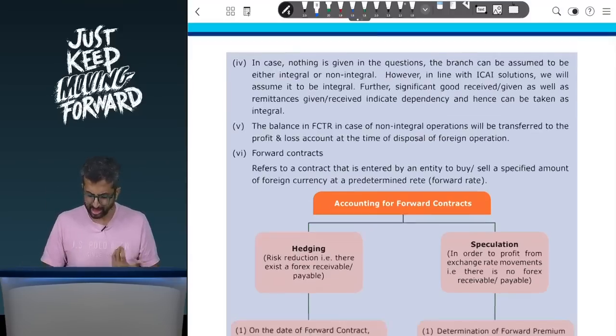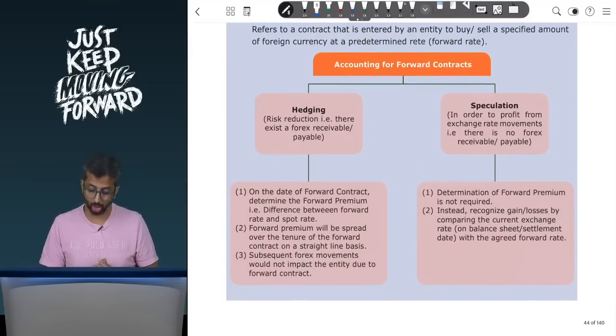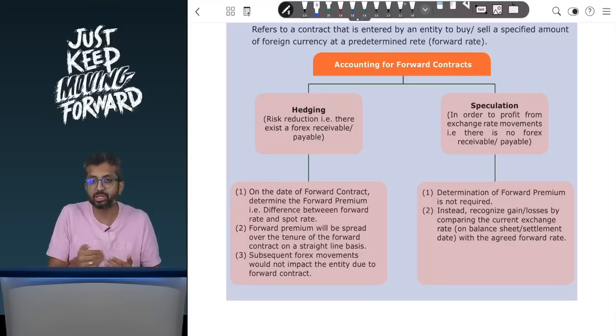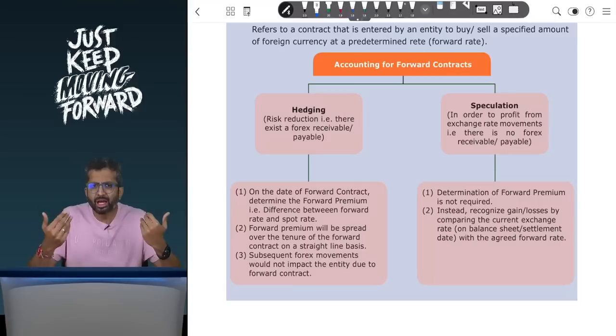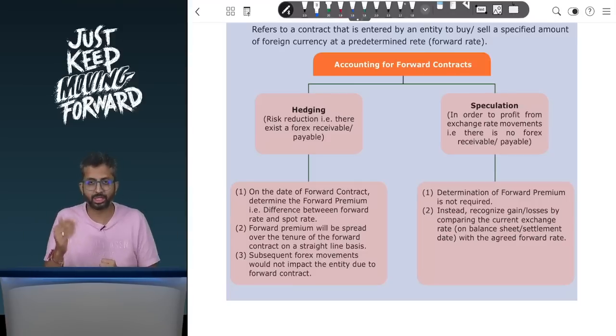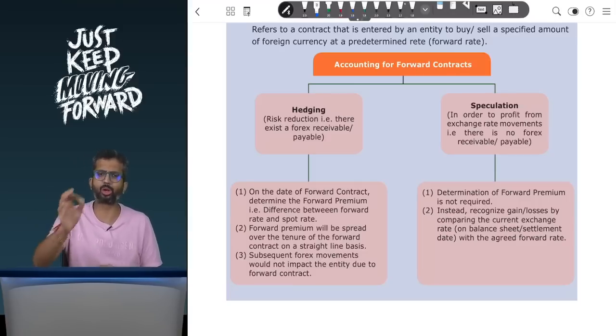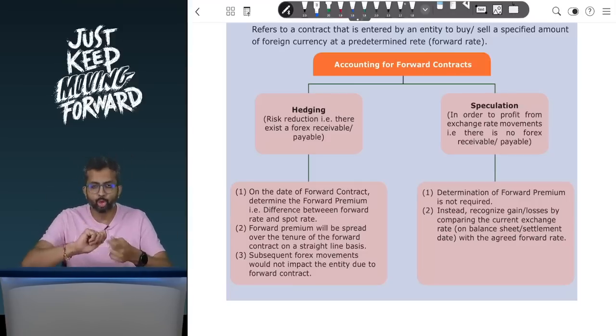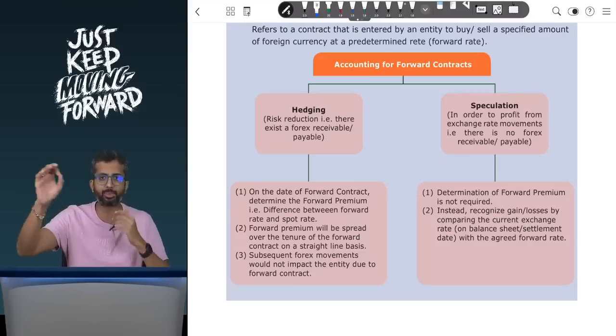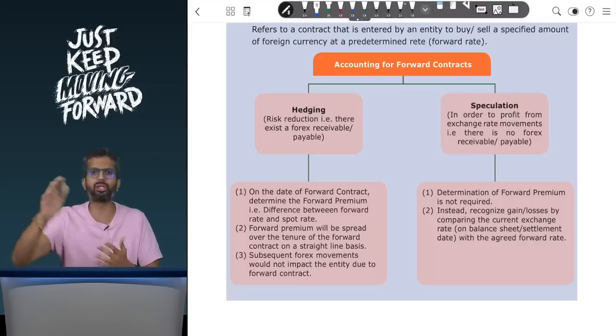Okay, then there is a separate section on forward contracts for hedging as well as speculation. Speculation is a slightly easier one. Most of the institute's problems pertain to that. What does hedging mean? Hedging means risk reduction. Speculation means you are not an importer or exporter. You think that you will enter into a forward contract. What is a forward contract? It is a contract to agree to buy or sell the dollars at a predefined rate at a predefined date.